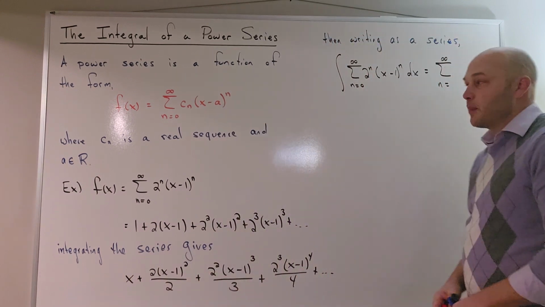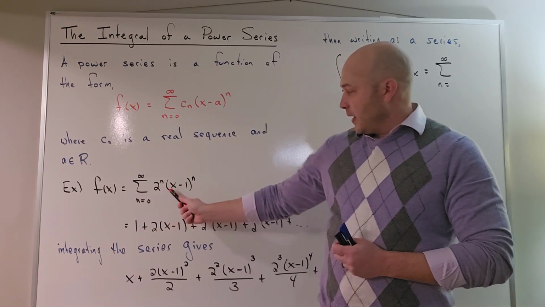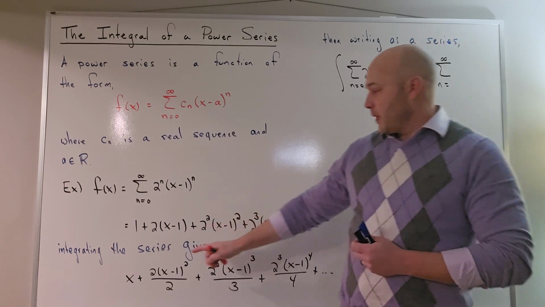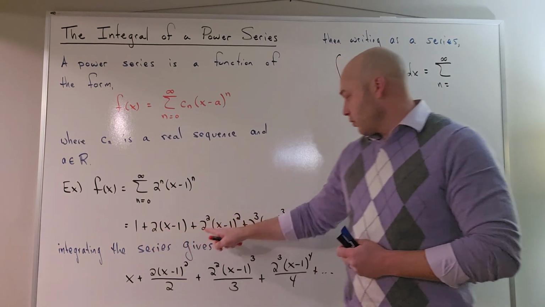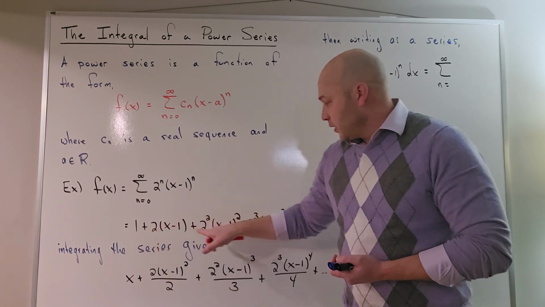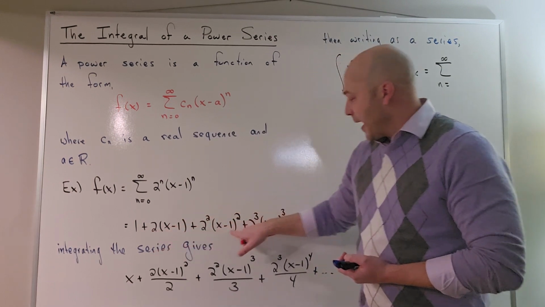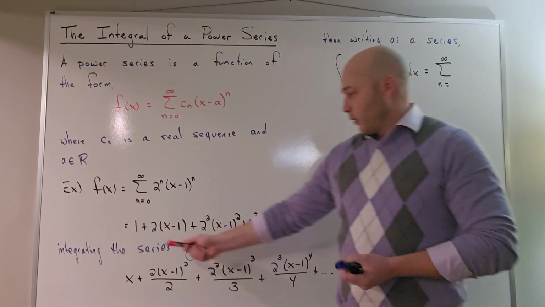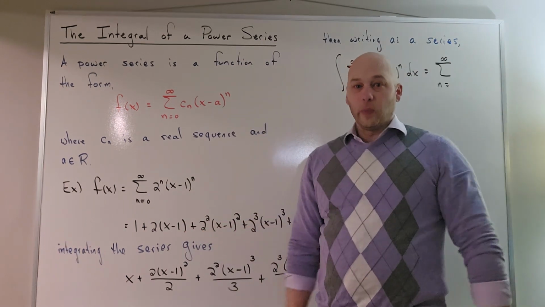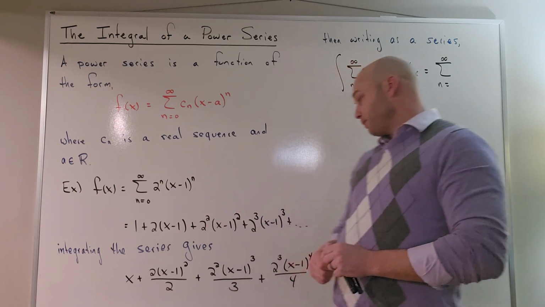Here's a specific example of a power series. Sum n equals 0 to infinity of 2 to the n, x minus 1 to the n. Again, if I were to expand this out using a summation, here are the first, let's say, 1, 2, 3, 4 terms. We can see that each coefficient comes from the sequence 2 to the n, and then we've got powers of x minus 1. If I were to multiply these out, this would be sort of an infinite polynomial, a polynomial-like object with infinitely many terms.